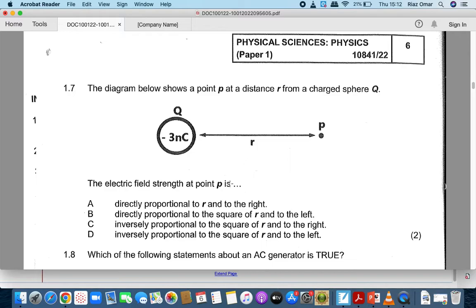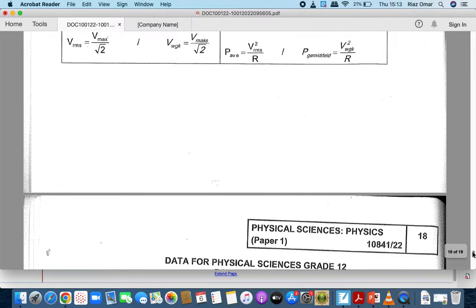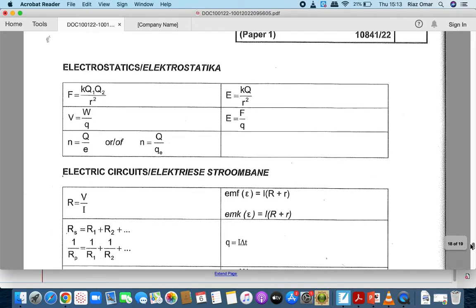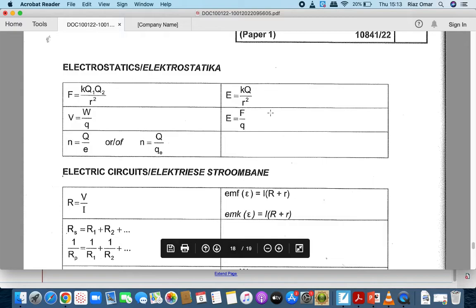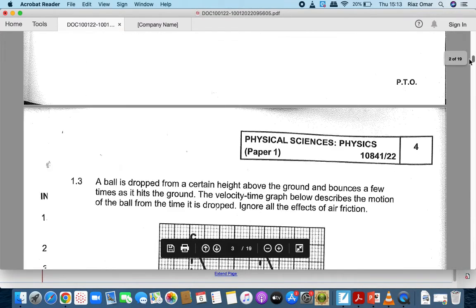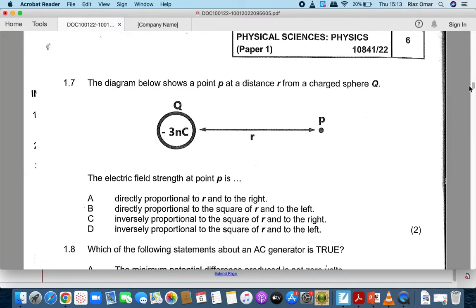strength, E is equal to, if you're not sure, you can go to the end of the data sheet, but you should be knowing this by now. Let's just go there and see if we can find electric field strength. Electric field strength, E is equal to kQ over r squared. So that's where we are. E is equal to kQ over r squared. So let's go back to where we are.